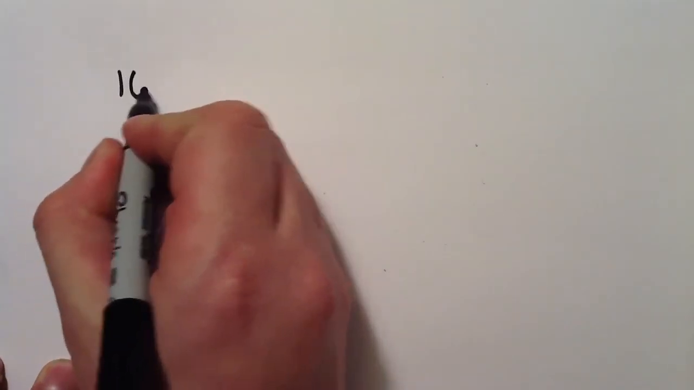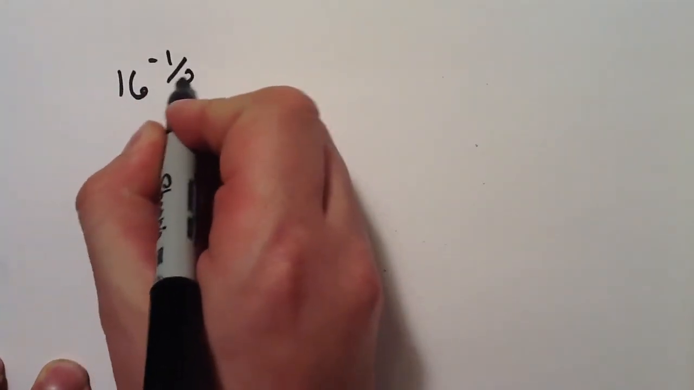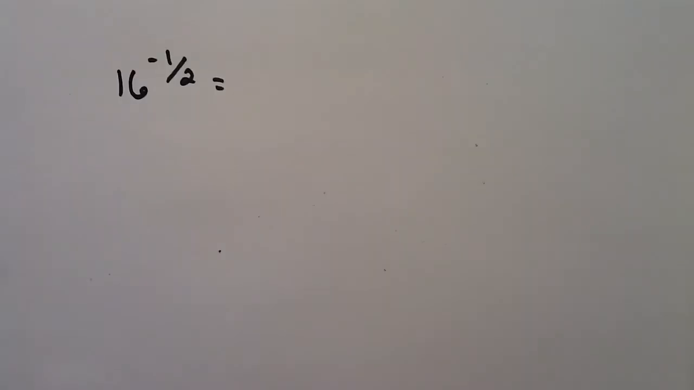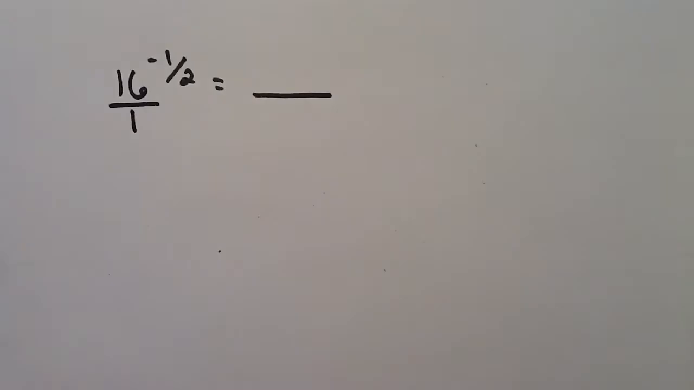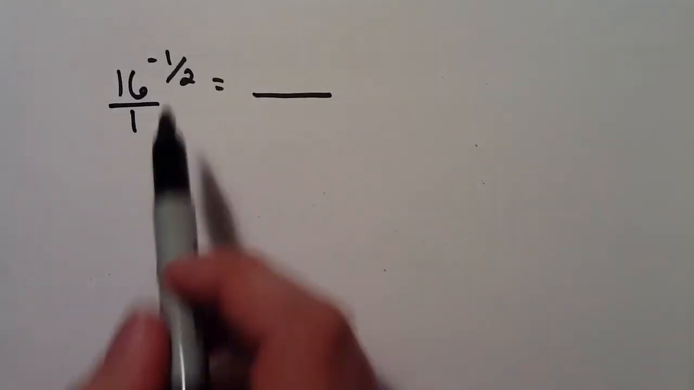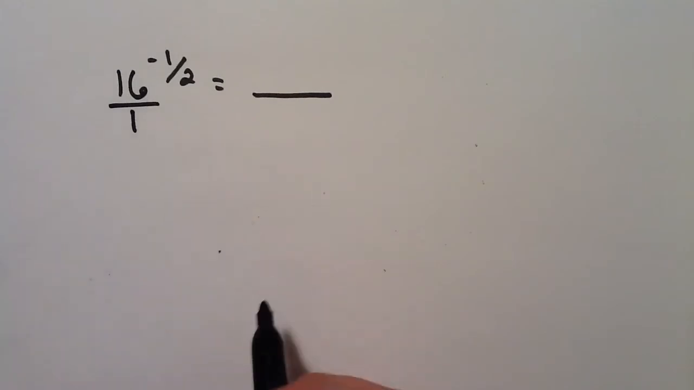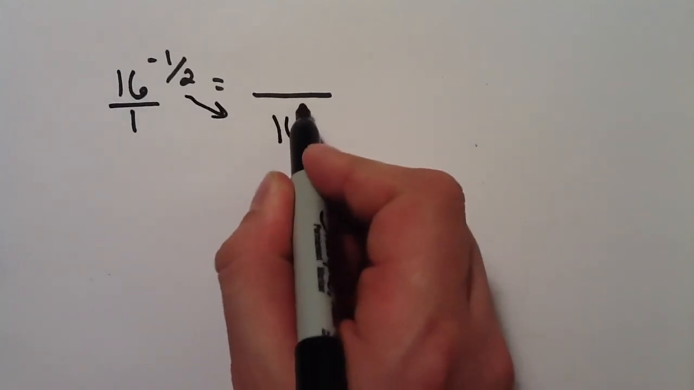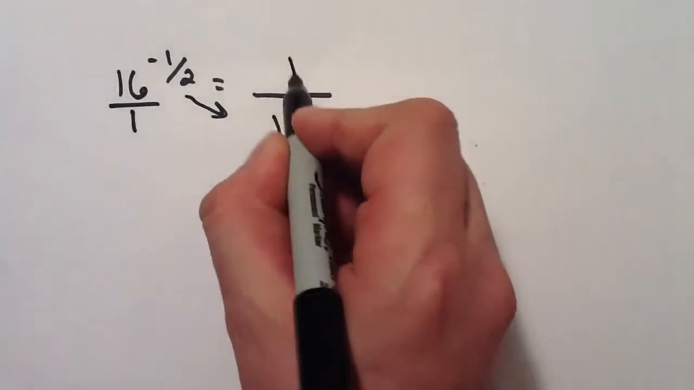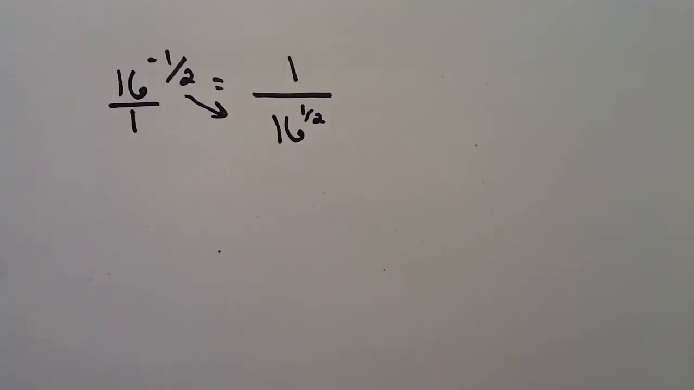Now we're going to do fractional exponents that are negative. Like for instance, I had 16 to the negative 1 over 2 power. Again, 16 over 1. Draw myself in a fraction. If I want to make this exponent positive, I can just bring the 16 down below here. Write 16 to the half. And put my 1 on top.